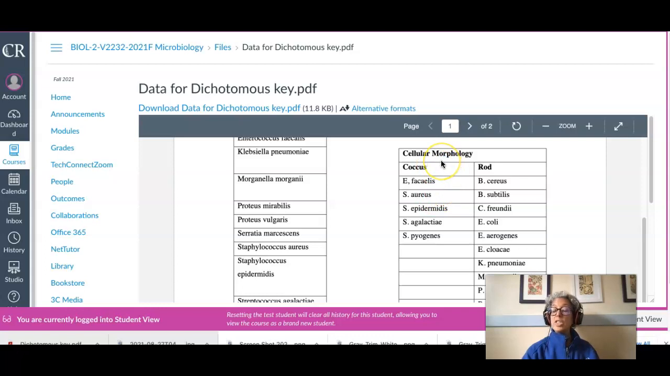Cellular morphology is the shape of the individual cells. These organisms have a coccus or perfectly spherical shape. These organisms have a rod or a bacillus shape. And now they are not divvied up by whether they are gram positive or gram negative. Bacillus cereus and Bacillus subtilis are both gram positive. The rest of these are gram negative. So it's a separate test.